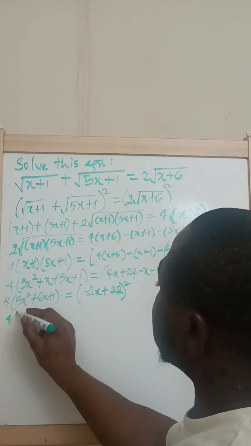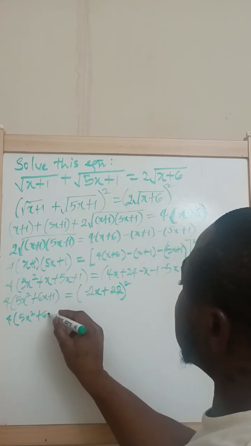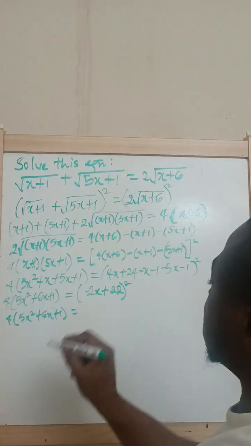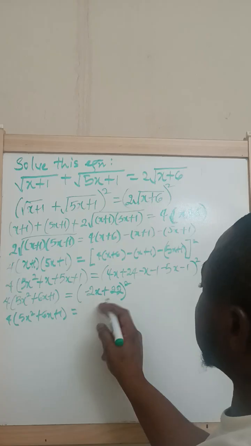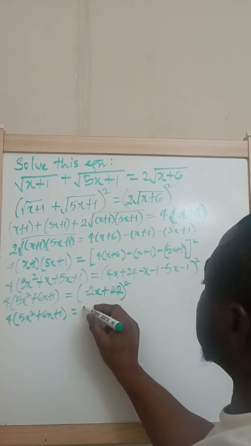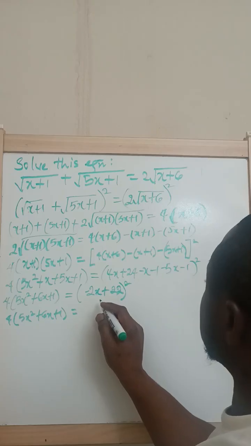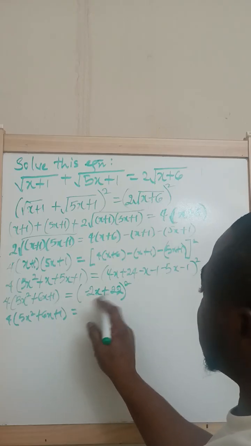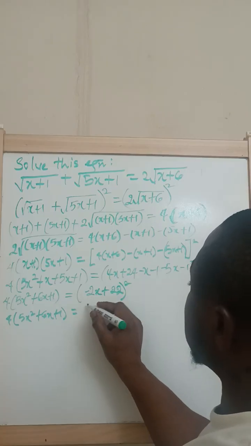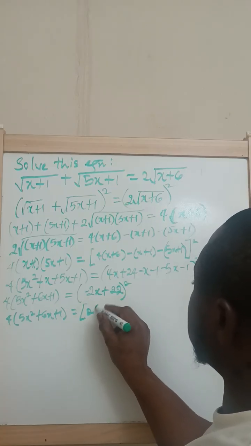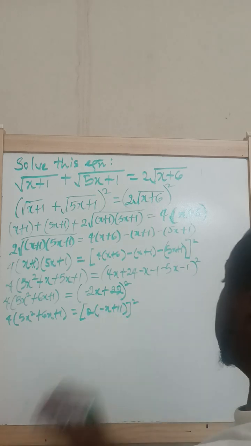And from here, 5x squared plus 6x plus 1. Now expand this as you remove the brackets. We want to factorize 2 out of this expression. So that will be 2 coming out, minus x plus 11. Right?